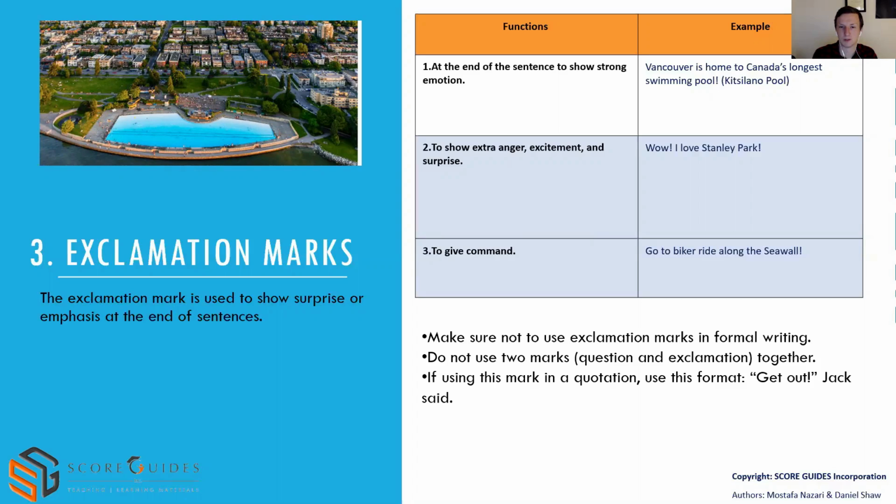A couple of tips with this. Make sure not to use exclamation marks in formal writing. So if we're writing an academic essay, maybe at university, we should try to avoid this as it is a little informal. It's definitely correct to use in your writing, but in a formal setting, we should probably avoid exclamation marks. Next, do not use two marks, question and exclamation together. Again, try to avoid that. Like we said previously, just use one ending mark or one terminal mark at the end of your sentence.